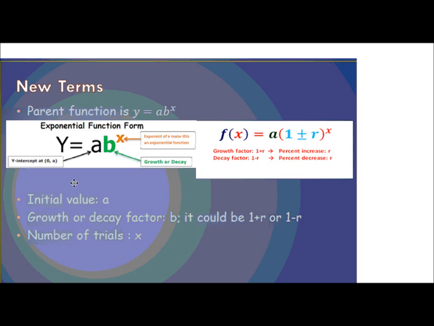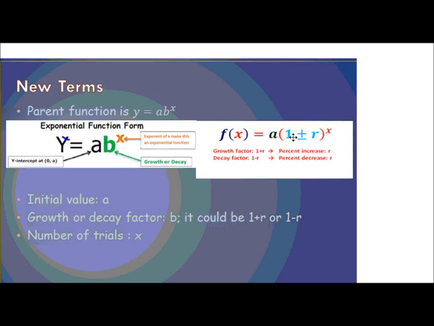So this is how an actual exponential form, a standard form, is defined. You have y equals a times b to the x, and you have everything defined here. The y-intercept is at (0, a). So a gives the intercept, and b gives the growth or decay. x is the exponent. In most cases, it's the number of trials or number of rounds. So this is how b is defined.